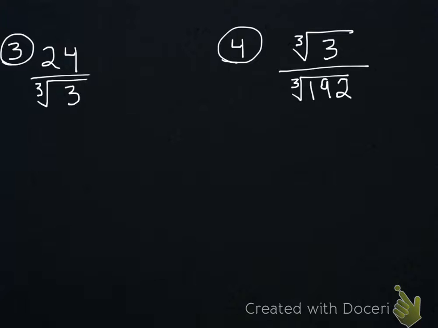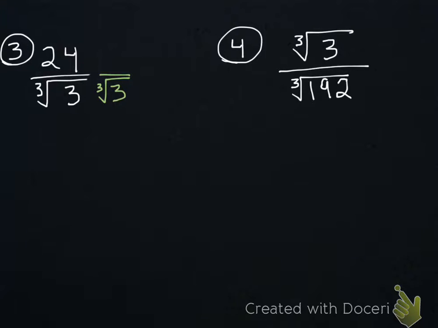Number 3. 24 divided by the cube root of 3. Can I go ahead and divide the 24 by the 3? No, because the 3 is under a radical. However, I cannot have the radical in the denominator. So I would have to multiply by the conjugate. Well, not really the conjugate, just by the cube root of 3.